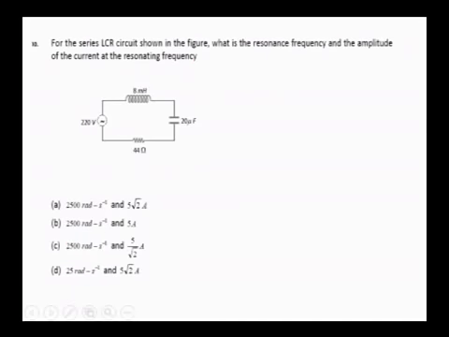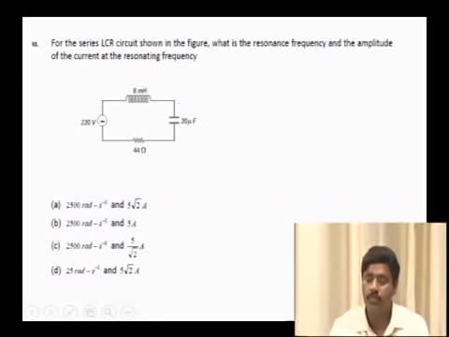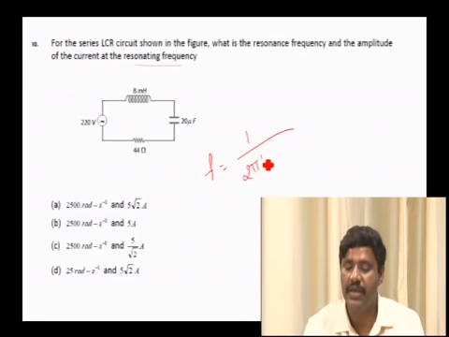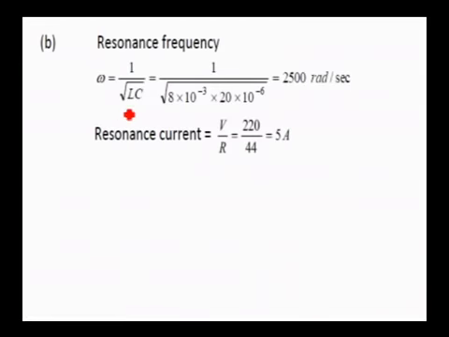There is a series LCR circuit. We have 44 ohm, 8 millihenry, 20 microfarad. What is the resonant frequency and the amplitude? You know resonant frequency is given by a formula f is equal to 1 over 2 pi root of L into C. If you use that, omega is 2 pi f and finally you get omega actually. This is 2500 radian per second. That means resonance frequency is expressed in terms of omega and it is 2500 radian per second.